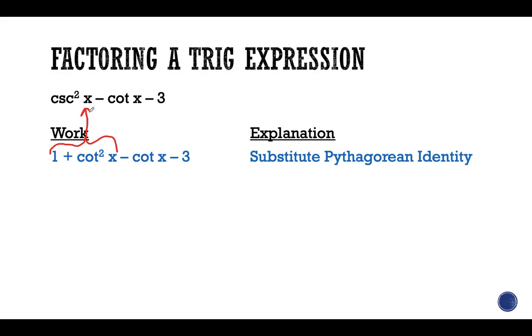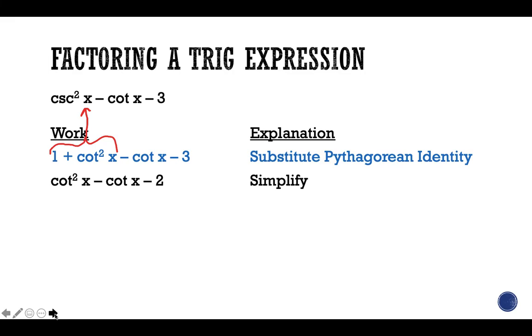So I'm going to make that substitution of that Pythagorean identity. And now I want to simplify things down. This 1 and this -3 can be combined. I can't add or subtract the cotangent squared and the cotangent, so those are going to be left alone. At this point, I now have cotangent squared of x minus cotangent of x minus 2, okay?